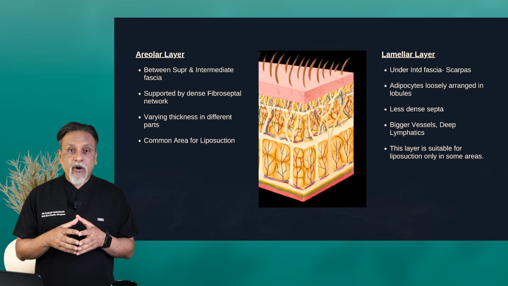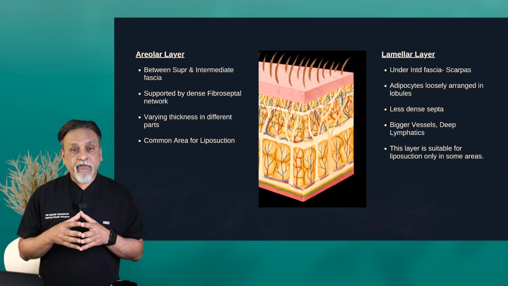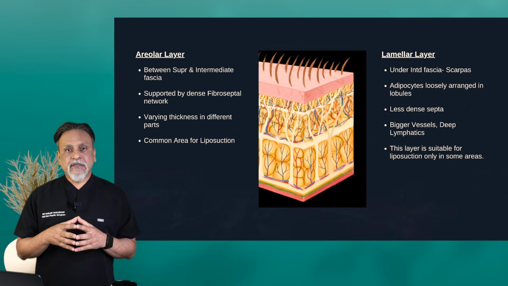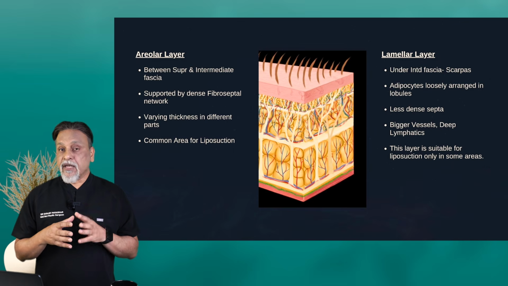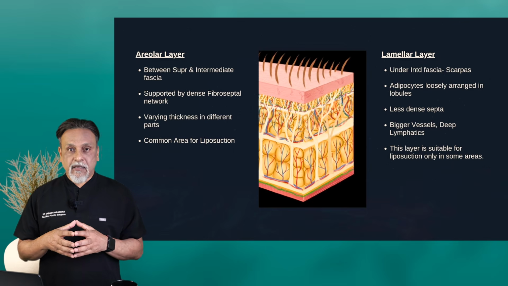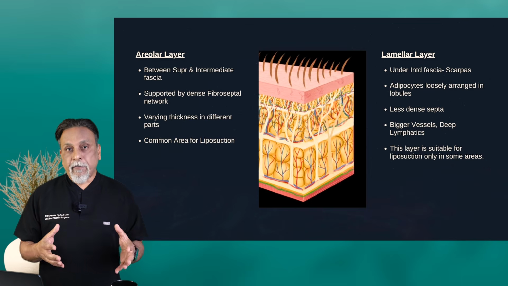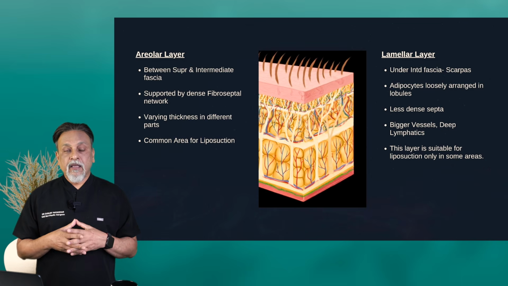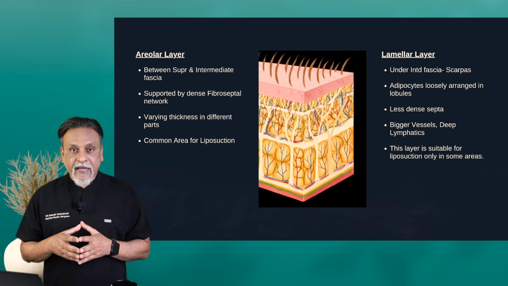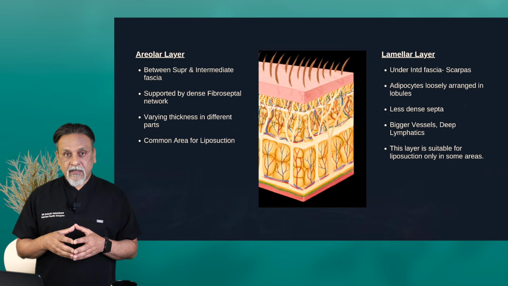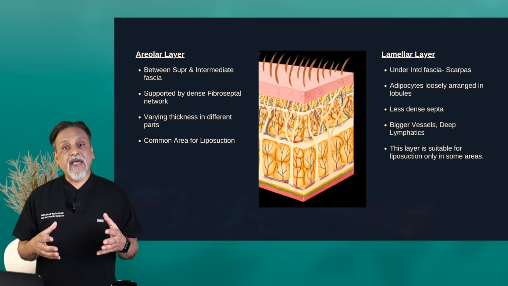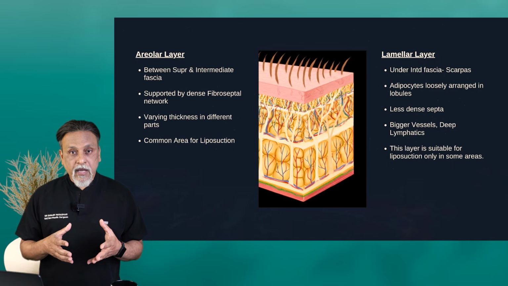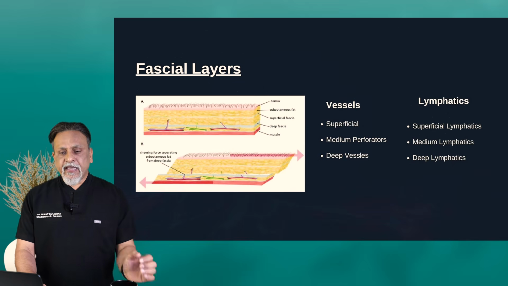The important thing to know about lamellar fat is it does have very little fibroseptal network, but big perforators. And you do not want bleeding in this layer, because bleeding here can cause big hematomas and blood loss. Same thing, it does also protect deep lymphatics. So if you damage the deep lymphatics, you have higher risks of seromas or lymphedemas. So understand these 3 layers very, very carefully, the fascial layers.